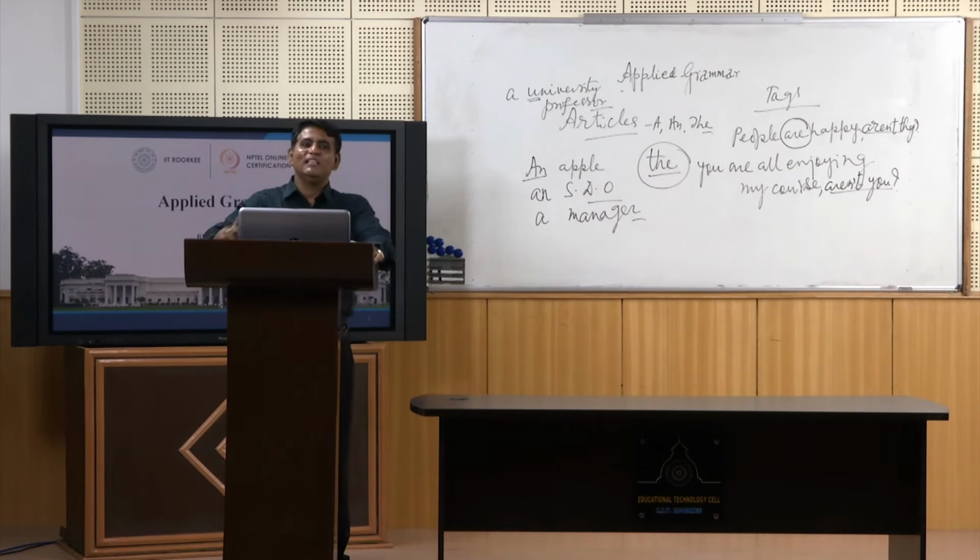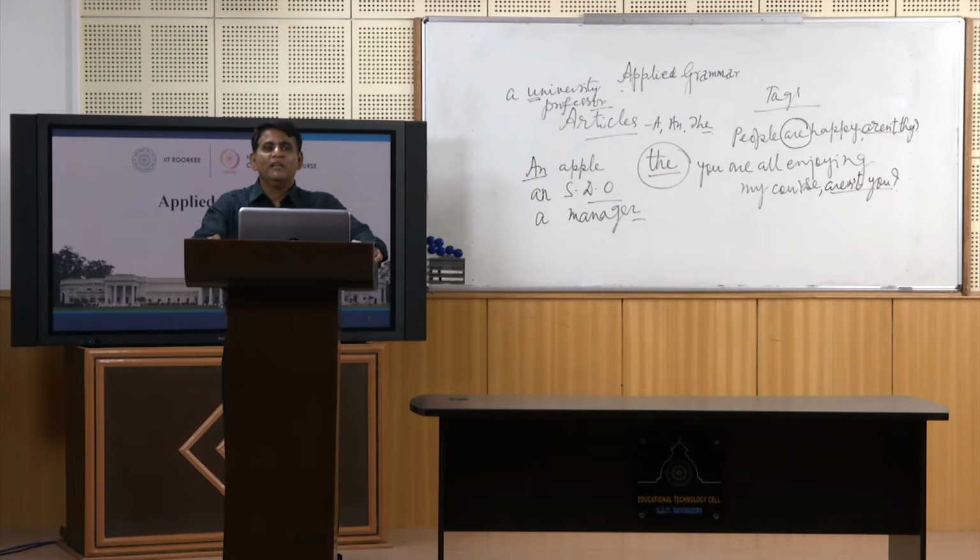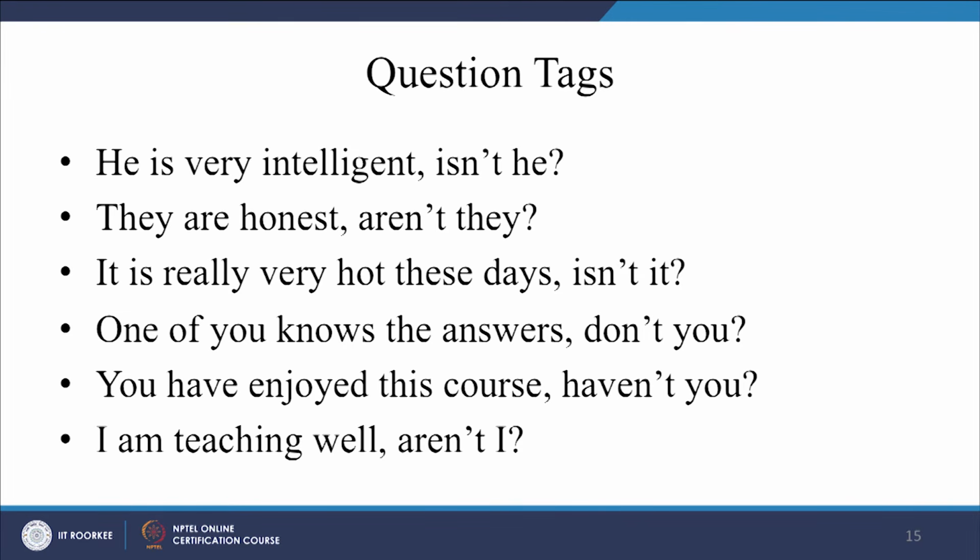Fine. But there is one exception you have to see. Whenever you use I, for example, if I say I am teaching well, now here the auxiliary is am, but when I have to use a tag, the rule says I have to use aren't I. I am teaching well, aren't I. So this is an exception that you have to remember. But if I say you have not enjoyed this course, the tag will be have you. This is very important when you are having a discussion amongst your friends and when you are having a sort of conversation. So please remember these tags.